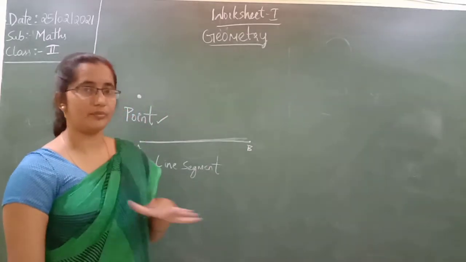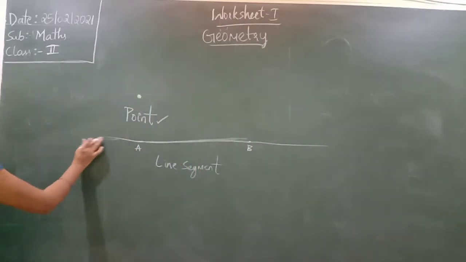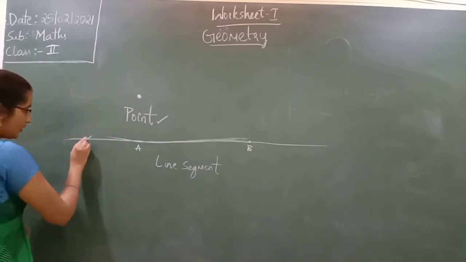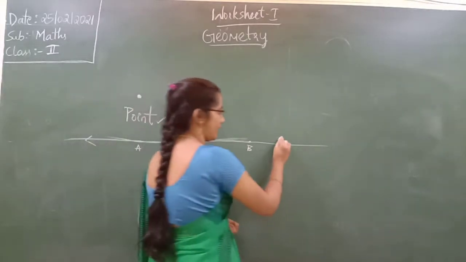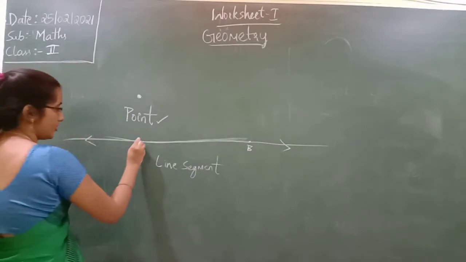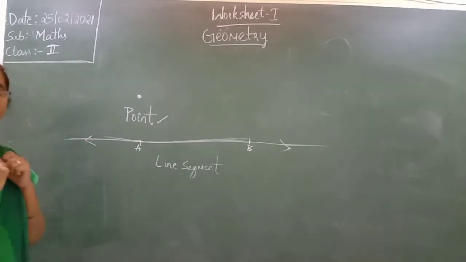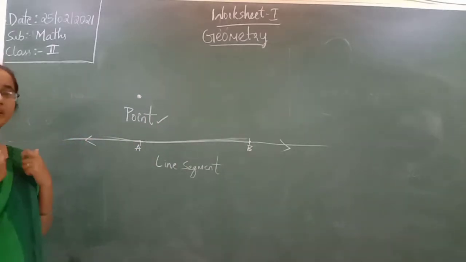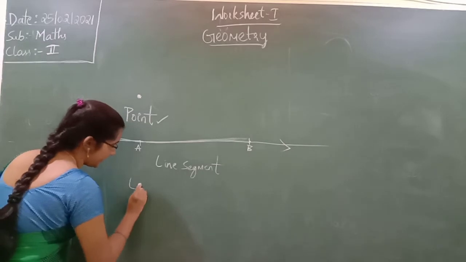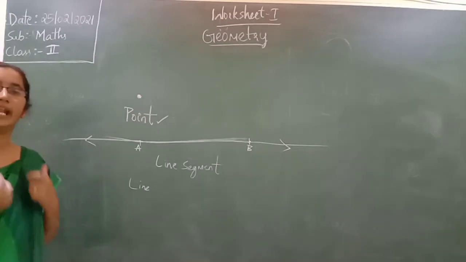Suppose a line doesn't come to the points, it will go away this way and this way. We don't know where it is joined. It is going on its way. We put arrow marks for this type of line and we call it a line. These arrow marks indicate that it has infinity, that is, we don't know where it is joining. We call that type of line a line.